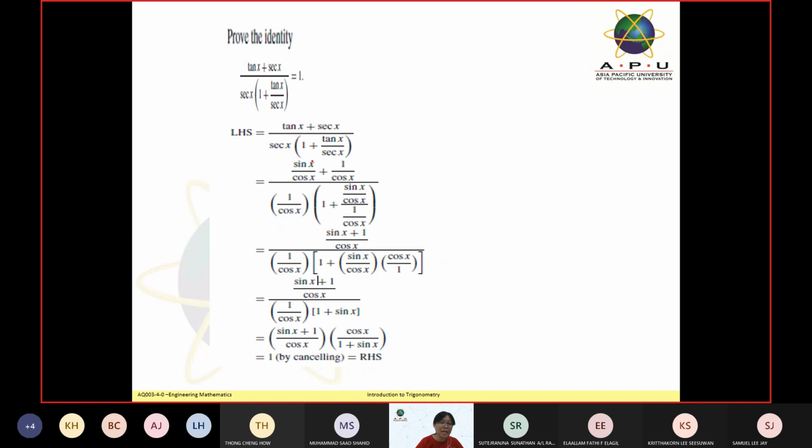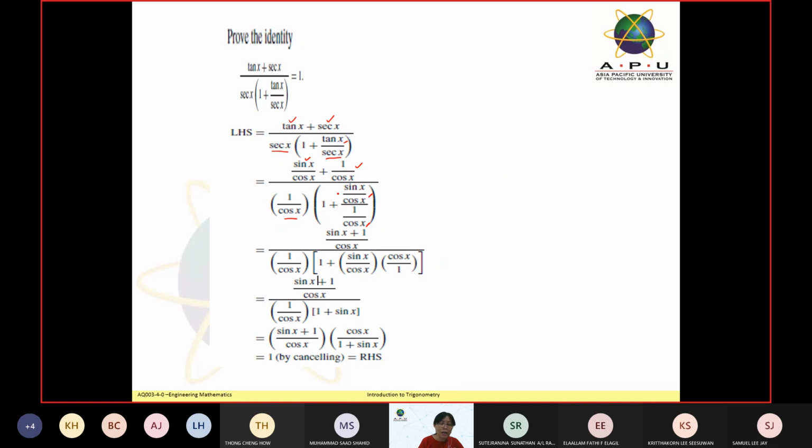Tangent x equals sine x over cos x. Secant x is 1 over cos x. So for this secant x, we substitute 1 over cos, and for the other secant x also 1 over cos, and tangent we substitute as sine x over cos x. So we substitute everything with the ratio, then we try to simplify it.